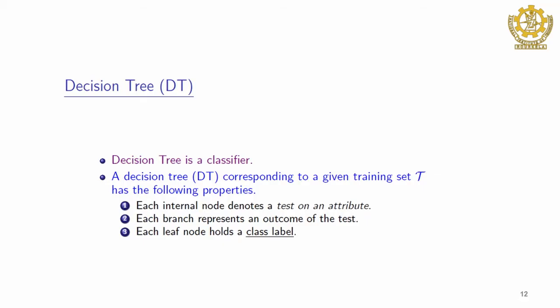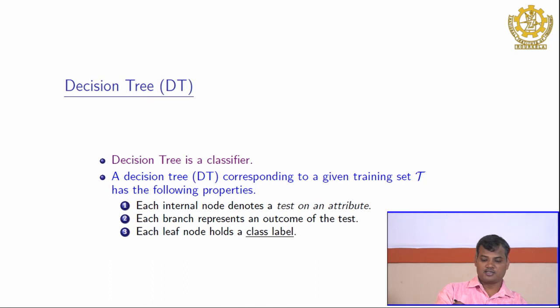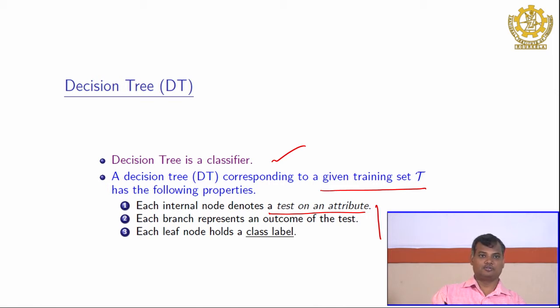Now, the formal definition of the decision tree. Obviously, a decision tree is a classifier, no need to mention it. And what else? A decision tree has three features that I already talked about, but I will repeat them here. A decision tree corresponding to a given training set T has the following properties. What are those properties? Each internal node denotes a test on the attributes. Earlier I said each internal node is describing an attribute. It is not the attribute only, it is the test condition of the attribute.